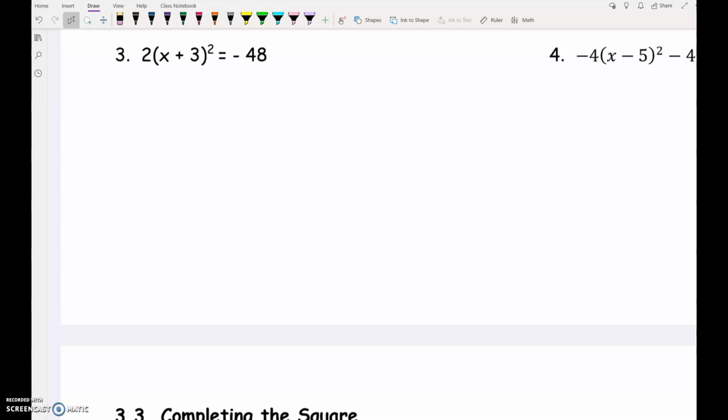Number 3. We cannot distribute. So how do we get rid of the 2 if we can't distribute? Divide by 2. So x plus 3 squared equals negative 24. Simple math, you know. Simple math. All right. We square root both sides.